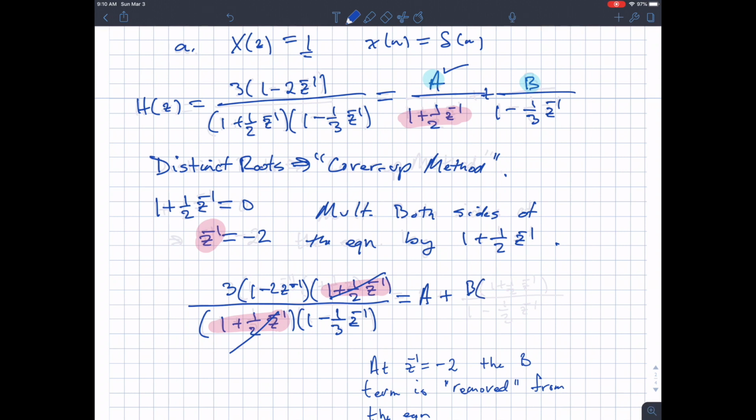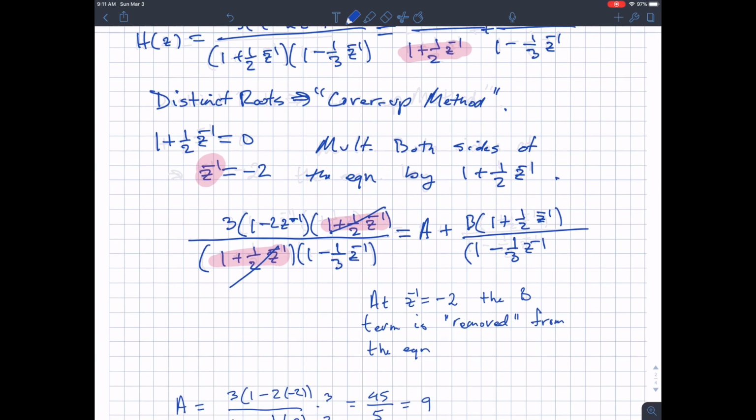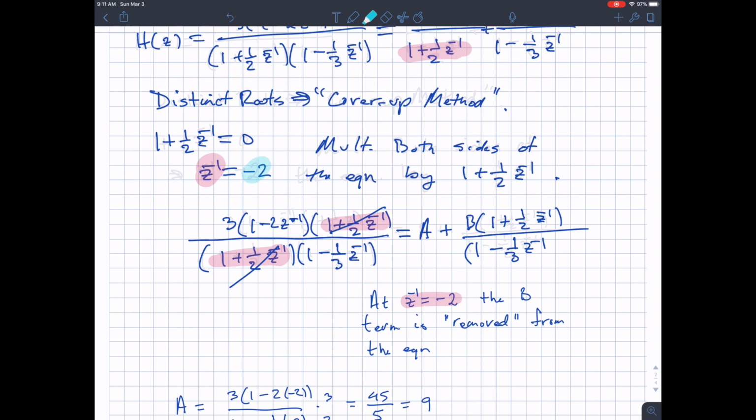And then for b, we have 1 plus 1 half z to the minus 1 over 1 minus 1/3 z to the minus 1. Okay, so this is an expression that should hold for all z. And so in particular, what we do is we let z equal minus 2, because that's where the root term happened from above.